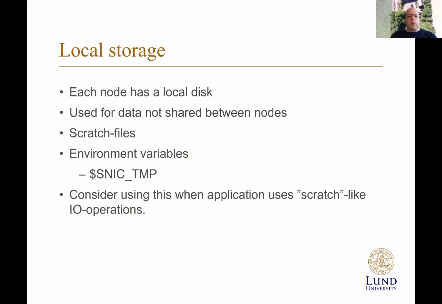As I said, each node has a local disk. This data is not shared between nodes, so if you write something on one node, it will not be available on the other node. Also, the data is destroyed after the job, so it's only for temporary storage. You can access the location from a job using the SNCC TMP environment variable. But you should use this only for scratch I/O operations. So if you have a program that needs some kind of scratch space, you can specify this variable.